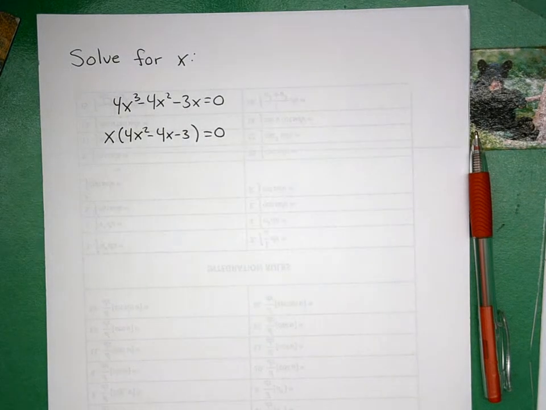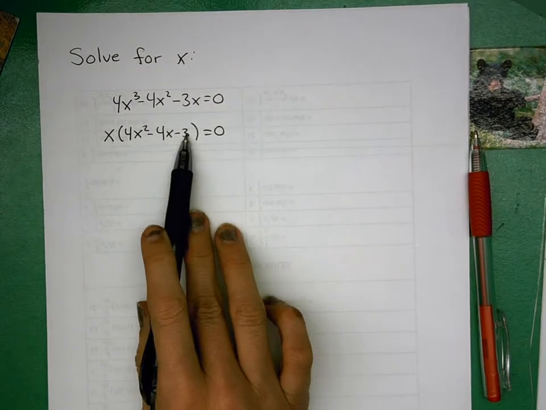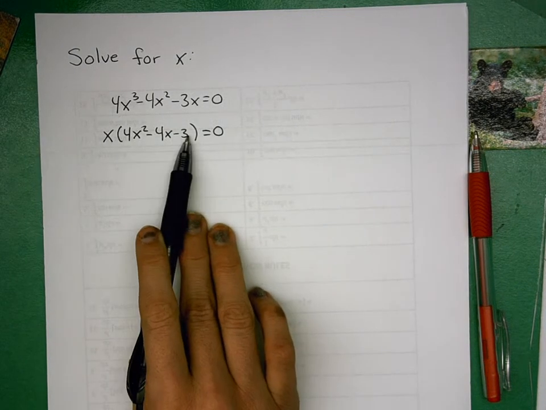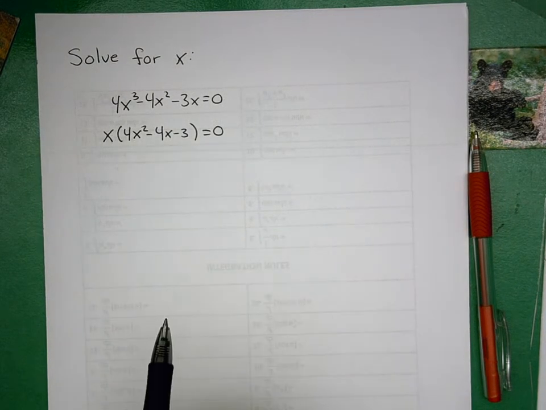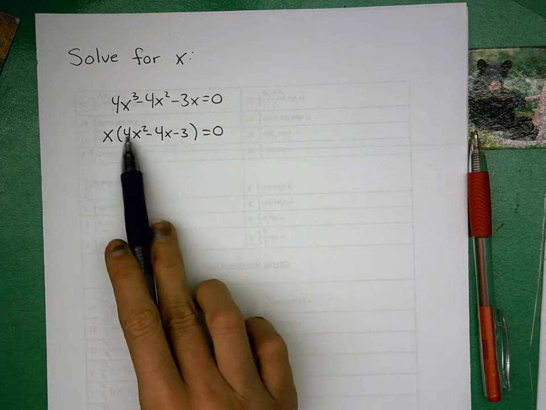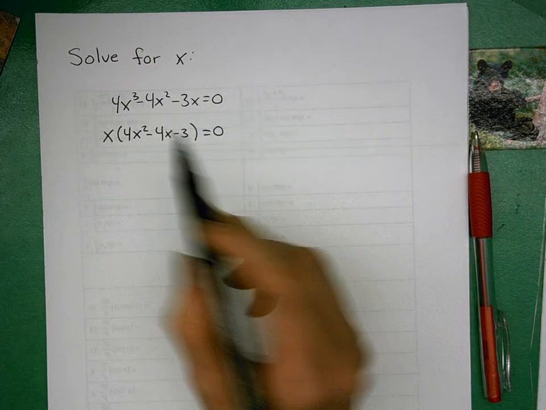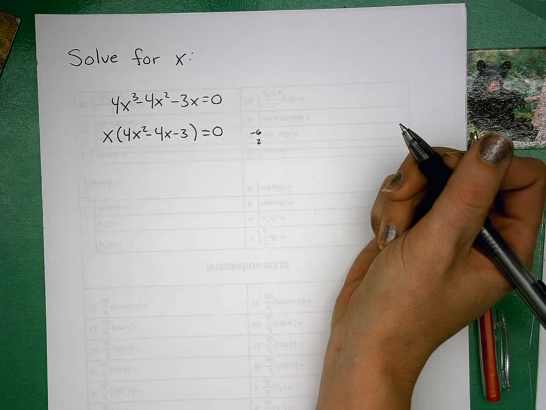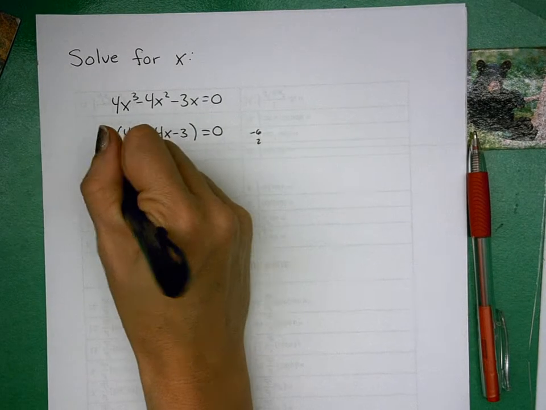And so then we would be looking at, well, can I factor this again? So I'd be looking for two numbers that multiply to negative 12 and add to negative 4. Two numbers that multiply to negative 12 but add to negative 4 are negative 6 and 2. And so this will factor.